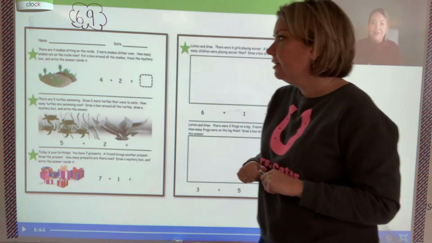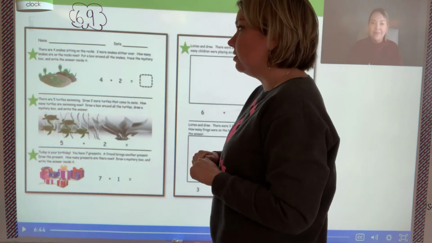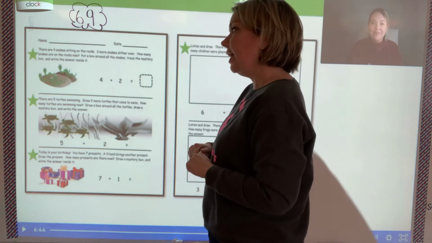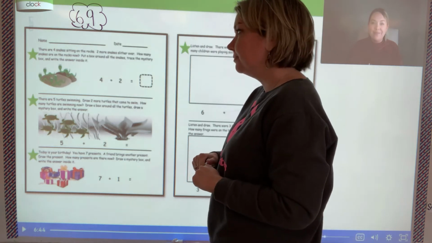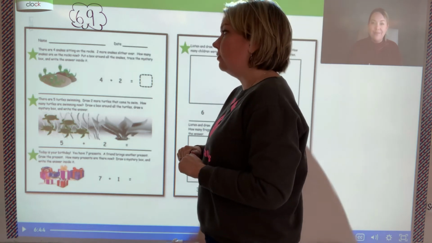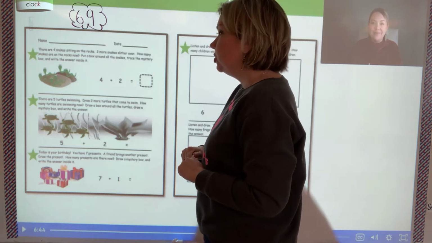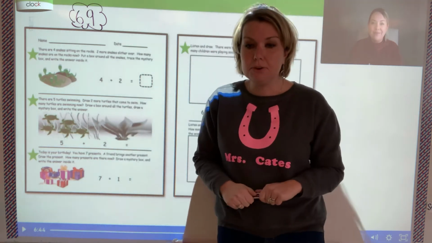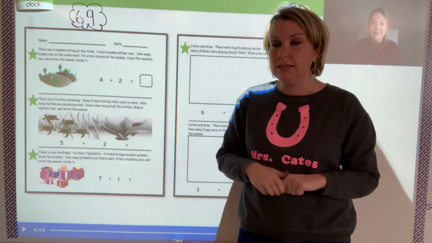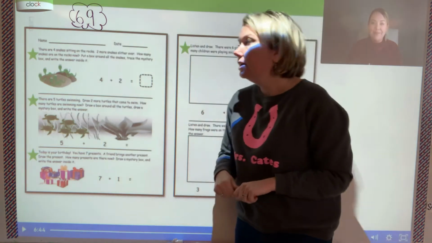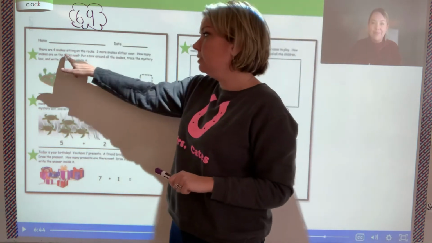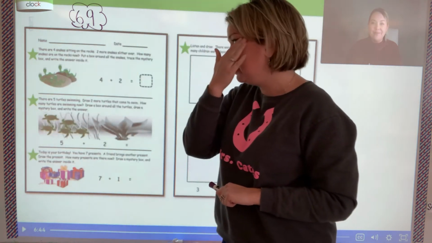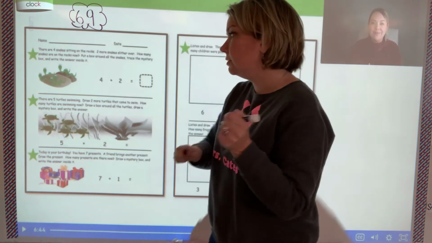Let's take a look. There are 4 snakes sitting on the rocks. 2 snakes slither over. How many snakes are on the rock now? Put a box around all the snakes. Trace the mystery box and answer it. Remember, there's 3 strategies that we can use, but we'll get to that in a minute. So, when we're doing a number story, I'm going to take it one sentence at a time, or a word problem, and circle my numbers.